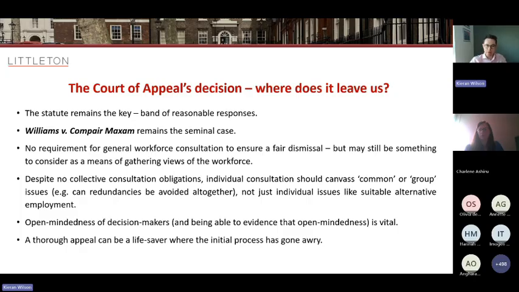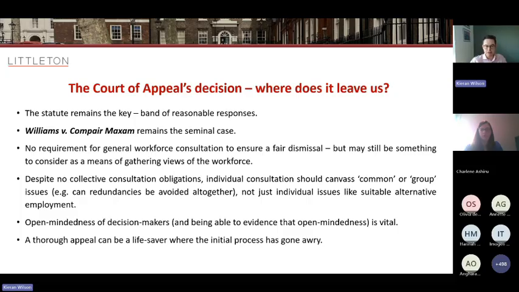Secondly, there is no requirement for general workforce consultation, but generally speaking, the common or group issues should still be consulted on, even if that happens during the individual consultation meetings. Open-mindedness of decision makers and being able to evidence that open-mindedness might well save the fairness of redundancy consultations that begin when plans are already in an advanced stage, or where the scoring has taken place before the redundancy process begins. And as with all unfair dismissals, do not underestimate the value of a thorough appeal in being able to remedy unfairness earlier in the process.